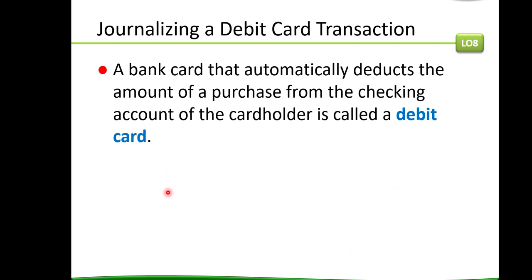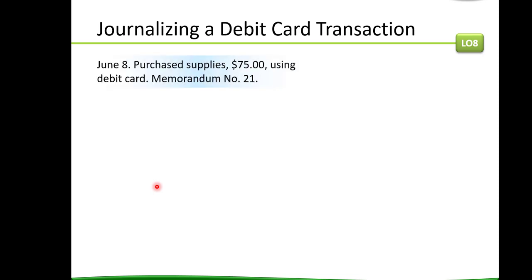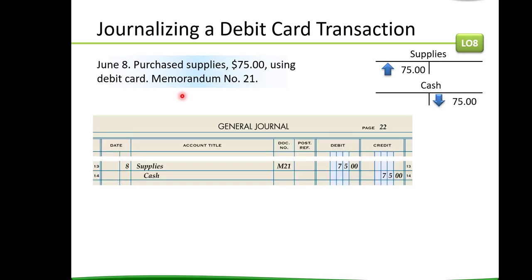Journalizing a debit card transaction deducts the amount of the purchase from the checking account, just like a check would, but using a debit card without using a check. So again, this is going to be used just like a check would. We purchased supplies using a debit card, so supplies went up, cash went down. So cash was our credit column and supplies was our debit column.